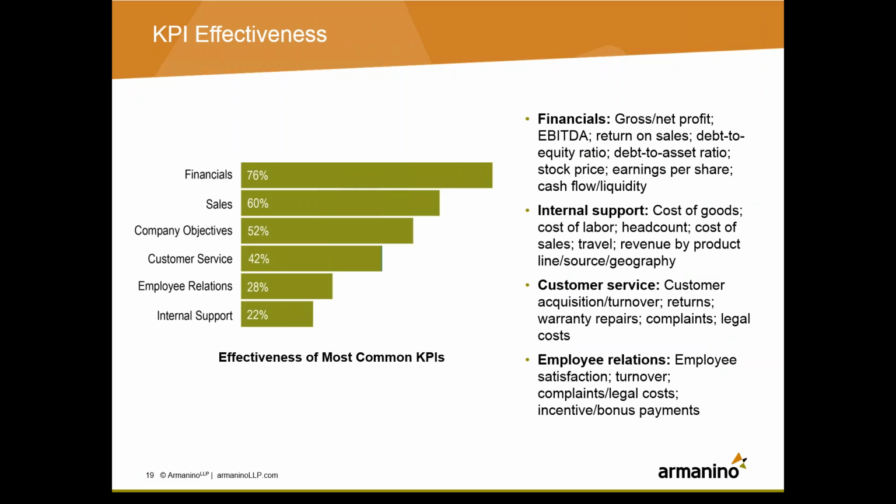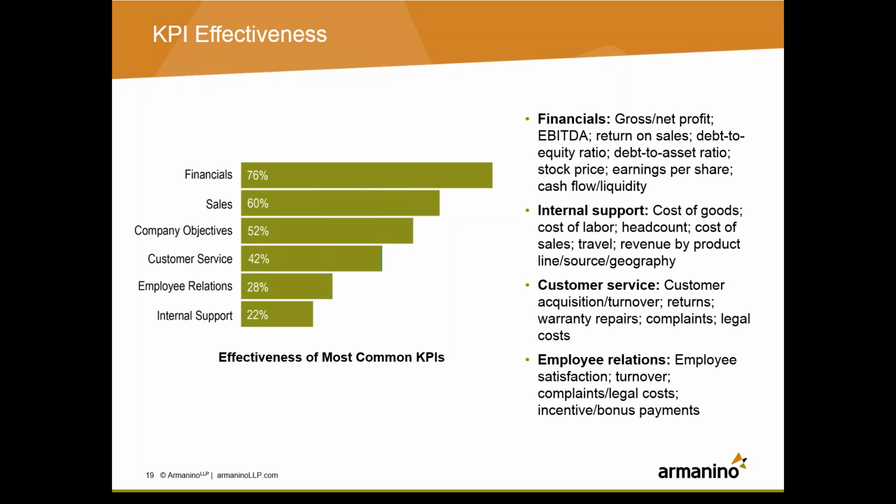More than 75% of the respondents ranked their finance KPIs as excellent or good, and the other quarter ranked them as fair to poor. The next widely used KPI that they ranked highly was sales. Sales KPIs came in second, as an effective KPI for the organization. Third was company objectives or strategic metrics.